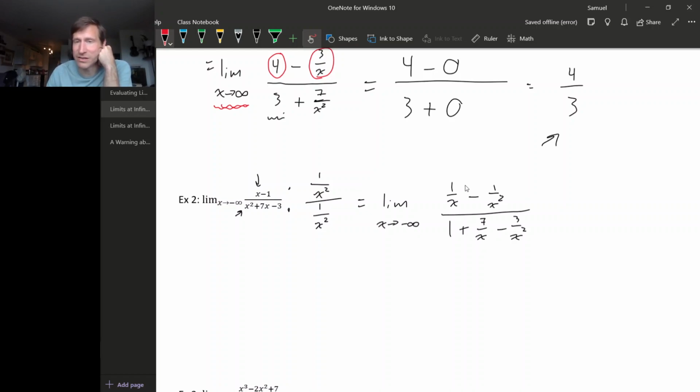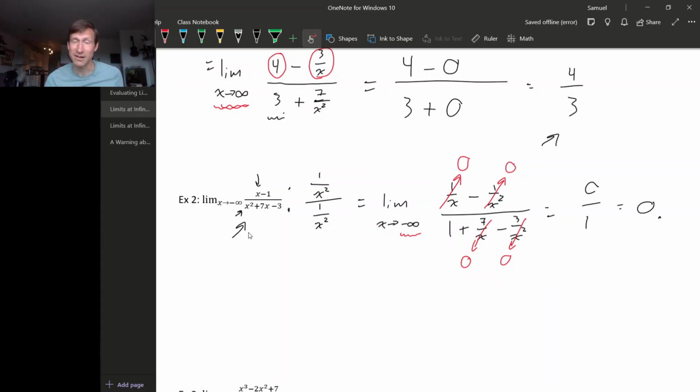Well, when x gets really big, this 1 over x term goes to 0. Notice that this 1 over x term goes to 0 even though x is going to minus infinity and not plus infinity. It doesn't matter whether the denominator is getting to be a huge positive number or a huge negative number. In either case, this fraction is headed towards 0. Same thing for 1 over x squared. This heads towards 0. 7 over x also heads towards 0. And 3 over x squared also heads towards 0. So what we end up with is, in the limit, 0 over 1. Well, that's 0. So this rational function actually has a horizontal asymptote at y equals 0.